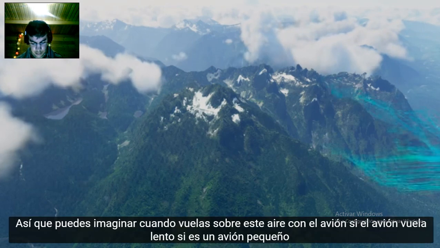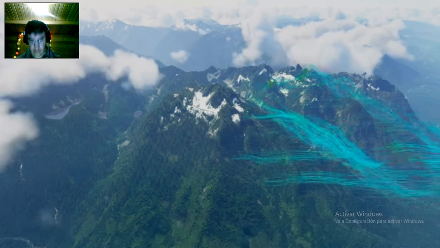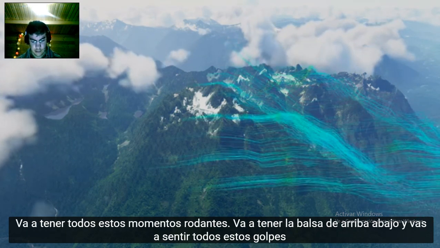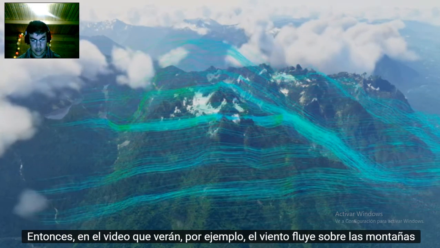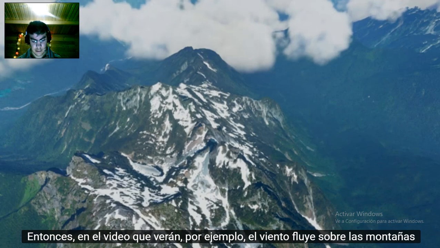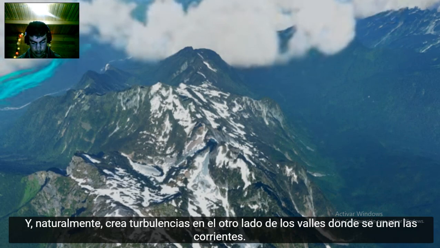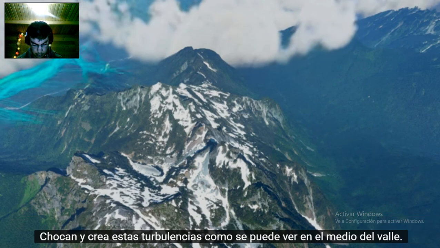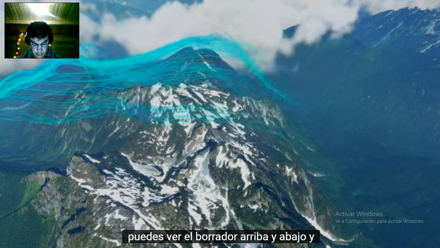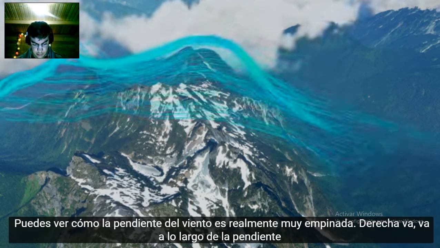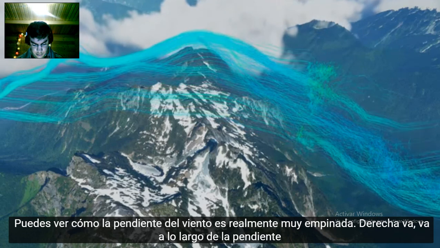So you can imagine when you fly over this air with the aircraft, if the aircraft is flying slow, if it's a small aircraft, it's going to get all these rolling moments, it's going to get the up and down draft, and you're going to feel all these bumps. So on the video you're going to see there's, for example, wind flowing over mountains, and it naturally creates turbulences. On the other side, in the valleys where the currents come together, they collide and it creates these turbulences. You can see in the middle of the valley the up and down draft, and you can see how the slope of the wind is actually very, very steep, right? It goes along the slope.